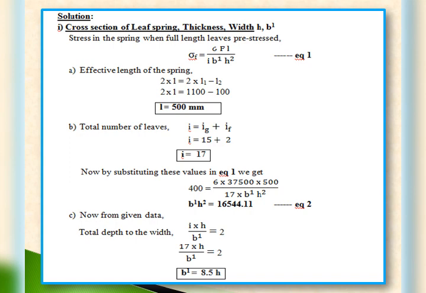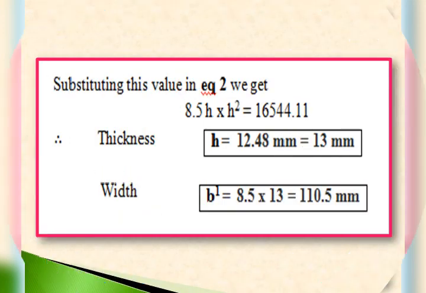By substituting these values in equation 1, we have sigma_f, that is 400, equal to 6 into F, which is 37,500, and L is 500, divided by i, the number of leaves, that is 17, b' and h². By simplifying this, we get the relation b' h² equal to 16,544.11. We'll call that equation number 2, because here is one equation with two unknowns.